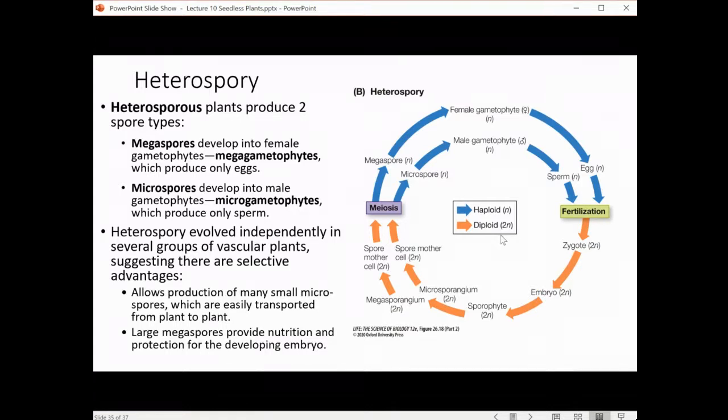A good way to remember this is that eggs are larger than sperm. So the spore that can produce eggs, mega, the spore that can produce sperm, micro. Heterospory evolved independently in several different groups of vascular plants. In other words, this is convergent evolution.